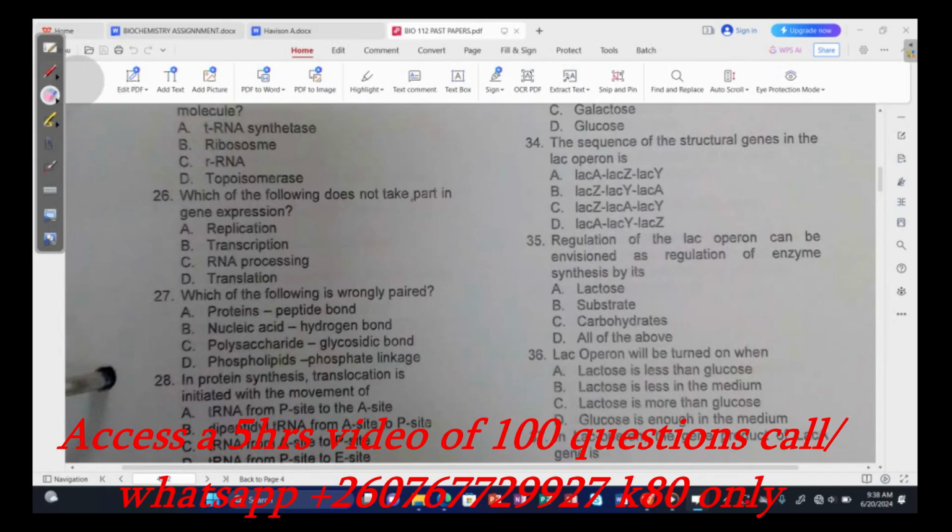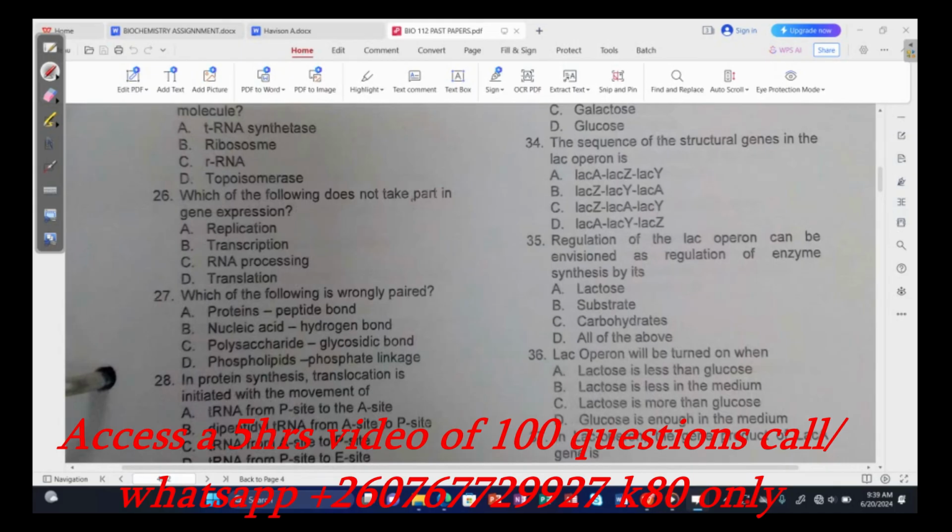So let's go back. What options do we have? A is saying replication. So I've already mentioned that replication is not part of gene expression, so it's the correct answer. Which of the following does not take part? But let's disqualify these others. Transcription, yes, we say it is part of gene expression. RNA processing, that is protein synthesis, which is part of translation, so it's true. Translation, yeah. So B to D, they are part of gene expression. Replication is not, so the correct answer there is option A.